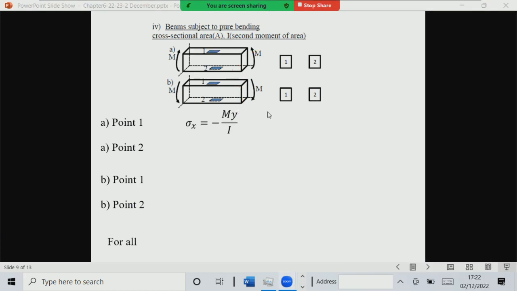So the top one is subject to compression, the bottom one is subject to tension. So sigma x is equal to minus My over I. Now do we have any force applied in the y direction? No. Therefore sigma y is equal to zero for each element, and there is no shear stress or torque applied, so tau xy is also equal to zero. Now once we've got these, I just use the constitutive equations.